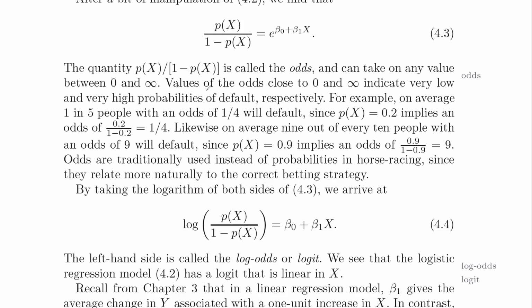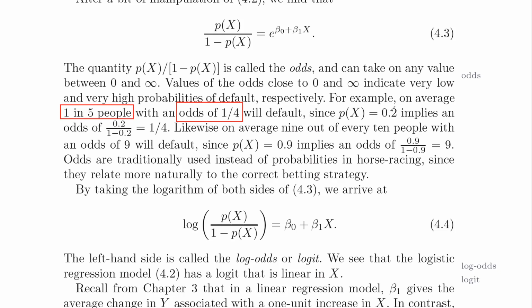Values of odds close to 0 and infinity indicate very low and very high probabilities of default. For example, on average, if the odds are 1-to-4, that means that 1 in 5 people will default. Let's see why. It makes sense, right? The 5 is just 1 plus 4, but let's see how the book is doing it.